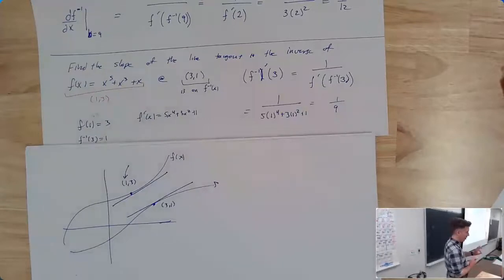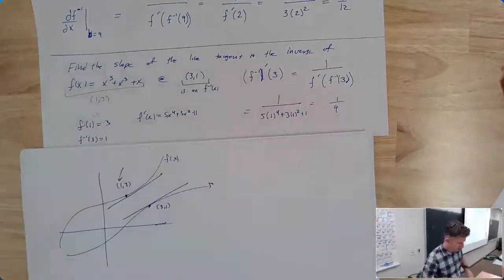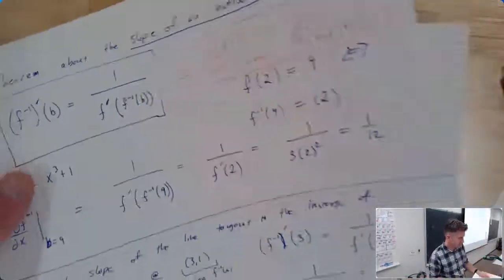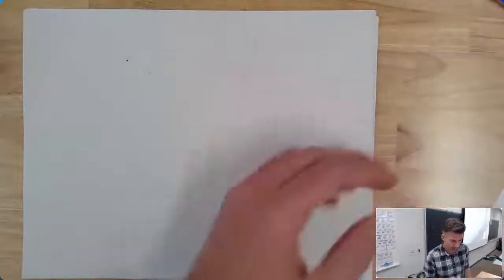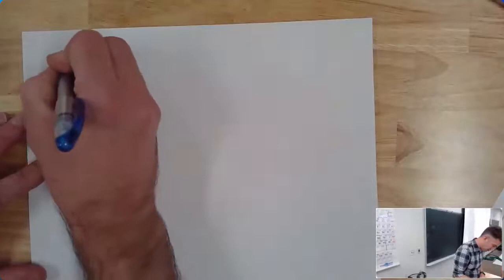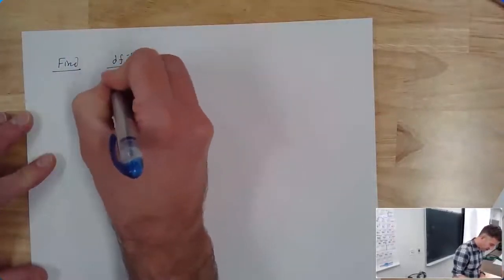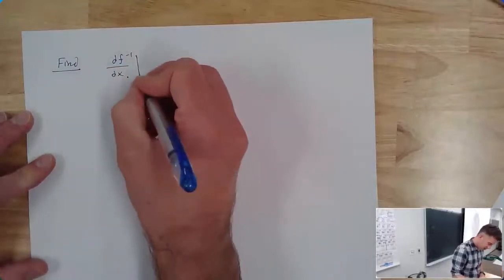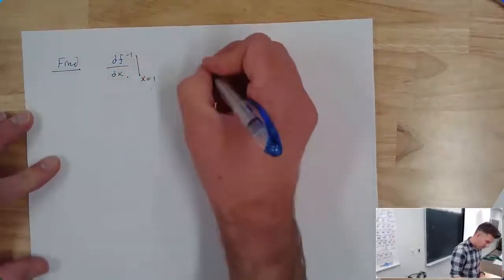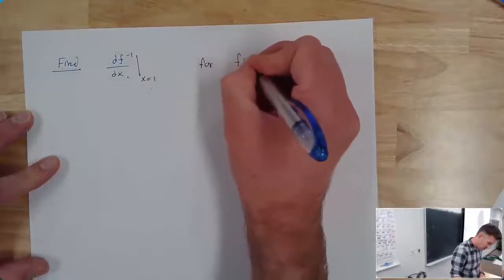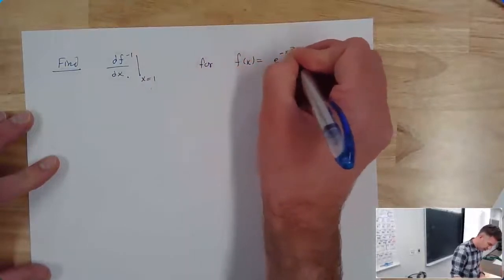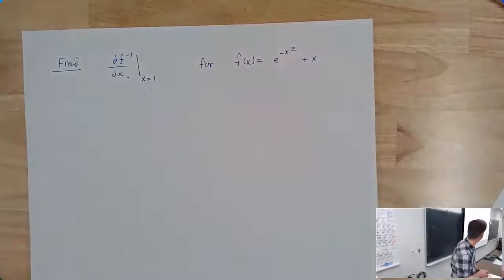We'll look at one more and make it a tiny bit harder. So let's do one more. Do I have one more? Oh, I do have one more. Cool. So I want to find the derivative of the inverse function at x equal to 1 for the given function f of x equal to e to the negative x squared plus x.